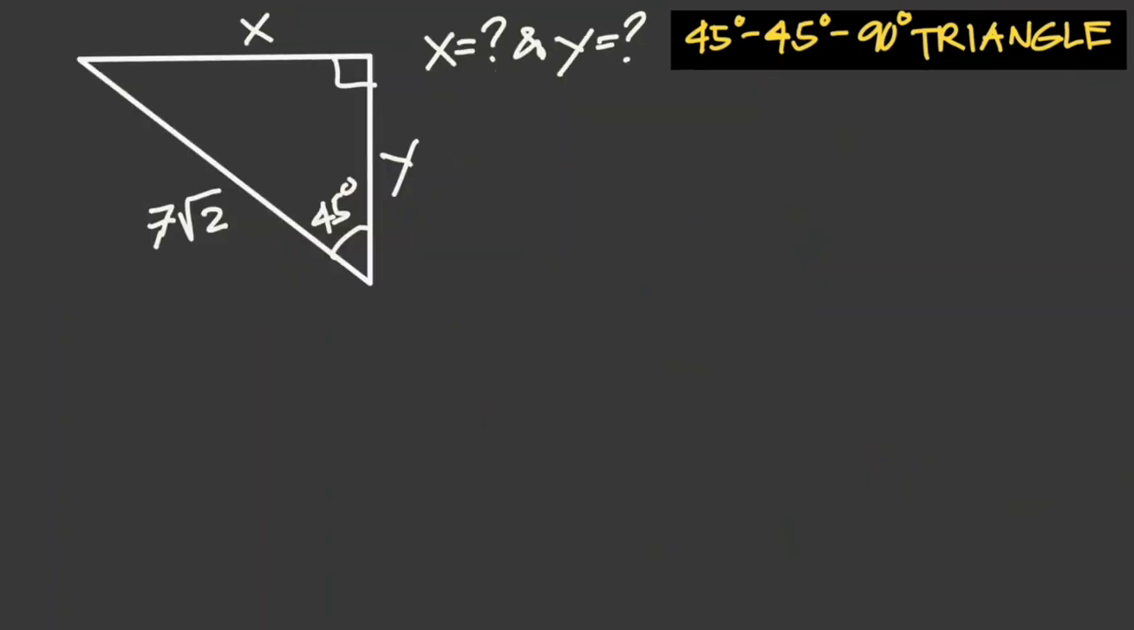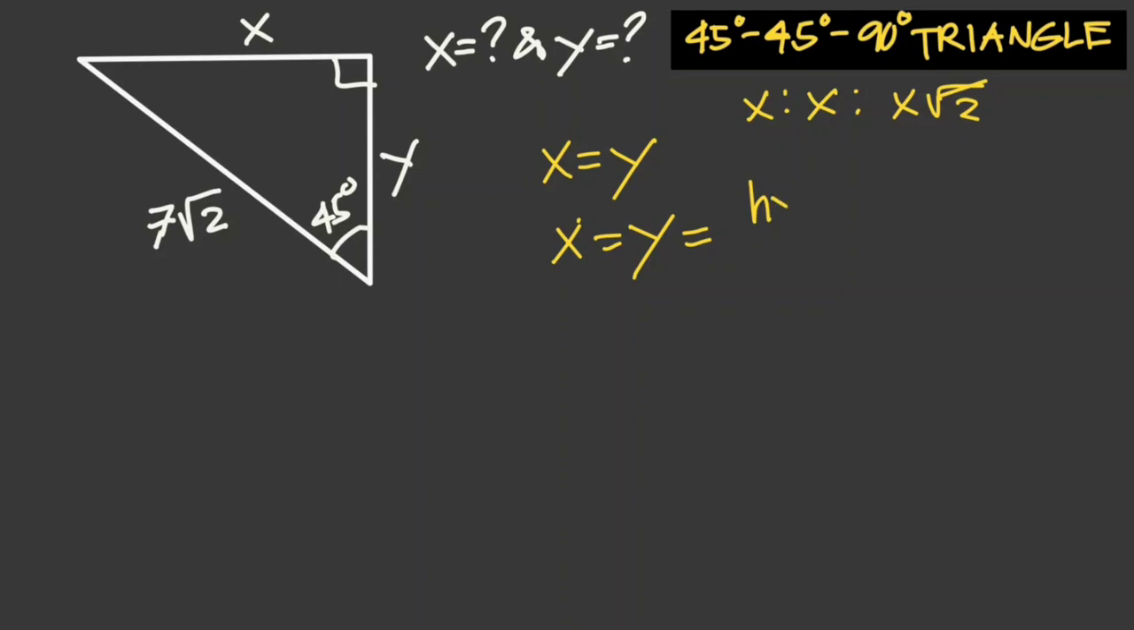Okay, let's solve more problems here. So we're given here a triangle where the hypotenuse is given and the two legs are missing. So let's solve for the two legs. Okay, so x is just equal to y. So to solve for the legs, x equals y equals the hypotenuse divided by square root of 2.